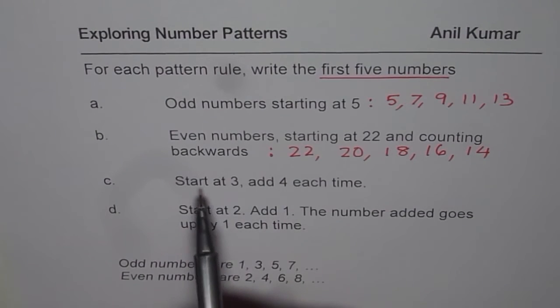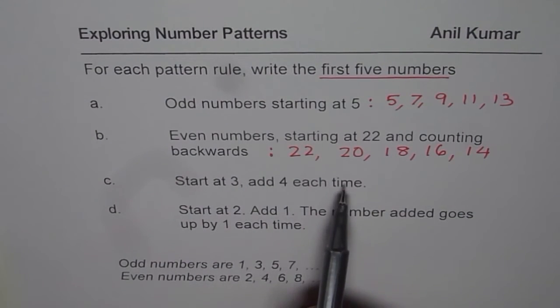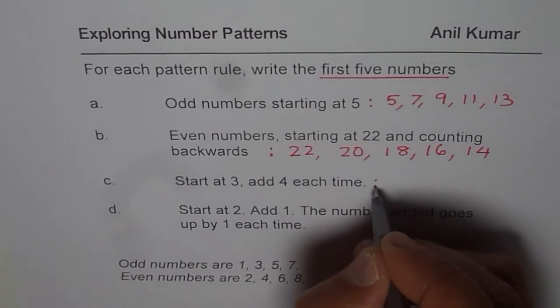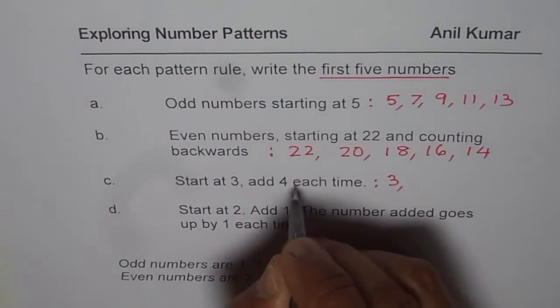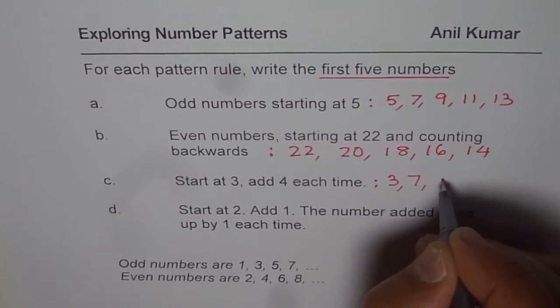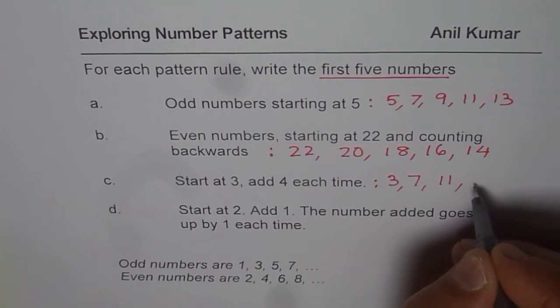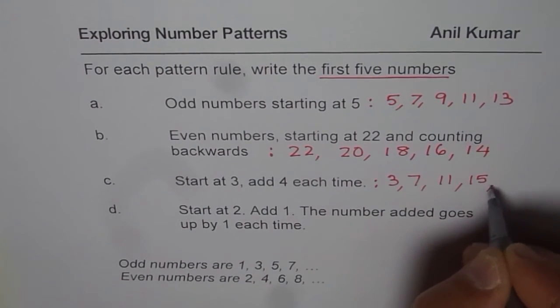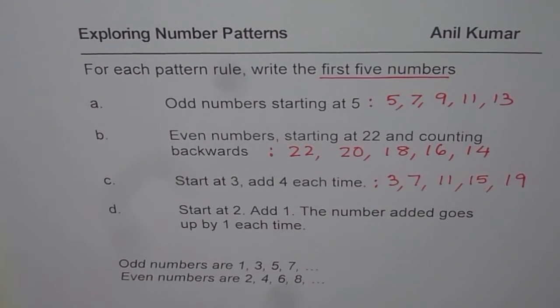Next one is start at 3, add 4 each time. Well, that is not difficult. You can start at 3, add 4. 3 plus 4 is 7. 7 plus 4 is 11. 11 plus 4 is 15, and 15 plus 4 is 19. So that is how you get your pattern.